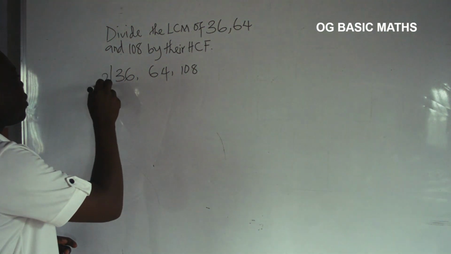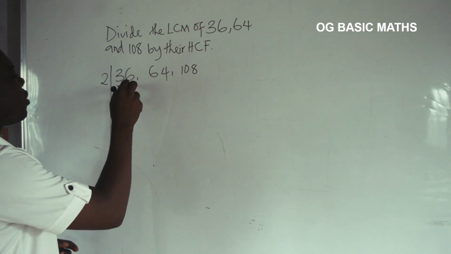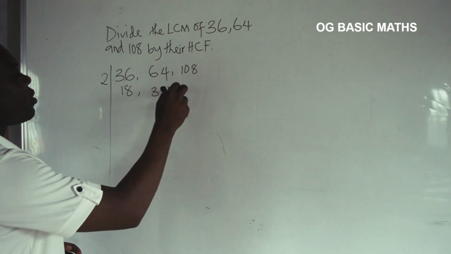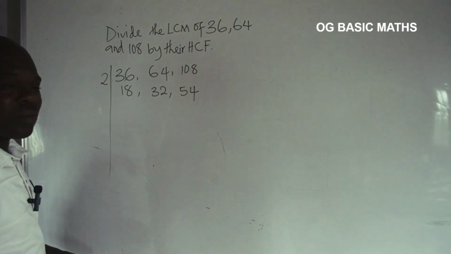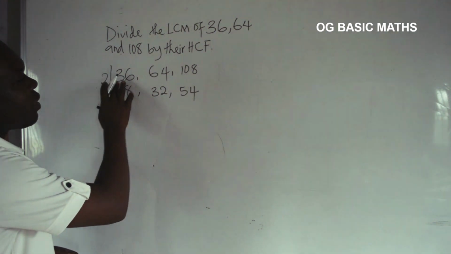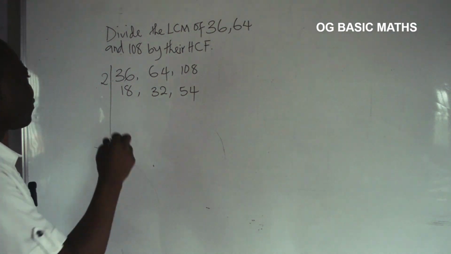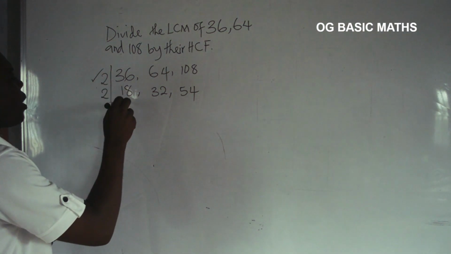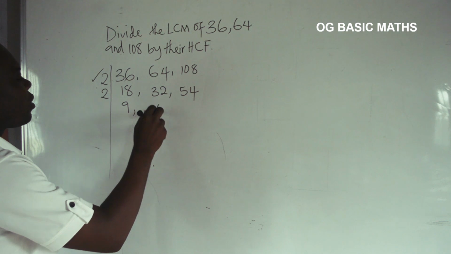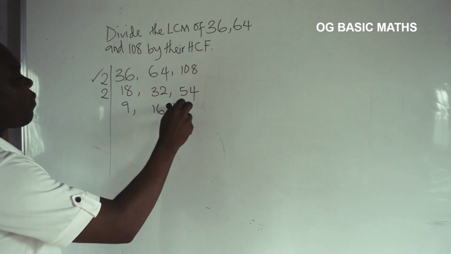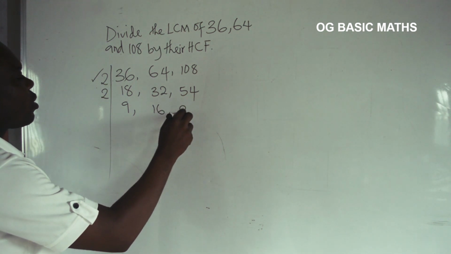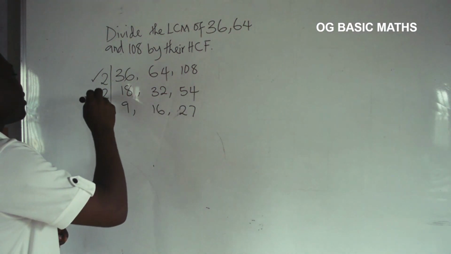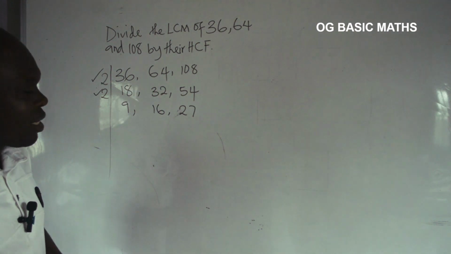So we have 2. 2 into 36 is 18. 2 into 64 is 32. 2 into 108 is 54. Because 2 was able to divide all three of them, it is an HCF, and we take it good. 2 can also go again. We use 2. We have 9, 16, and 27. 2 was also able to divide the three numbers, so we take it good. It is both HCF and LCM.